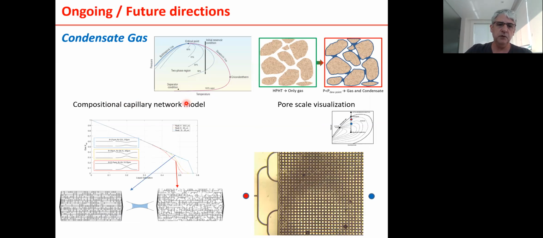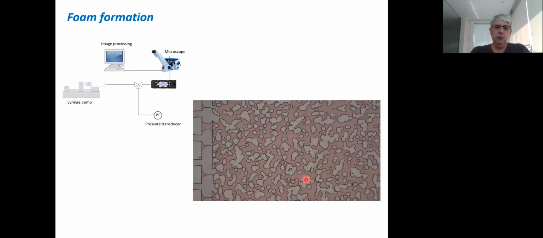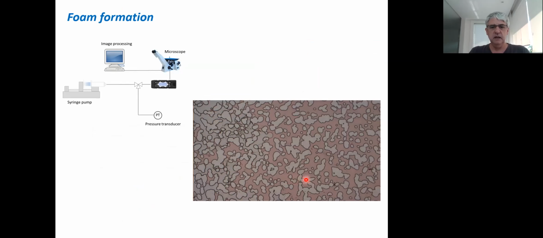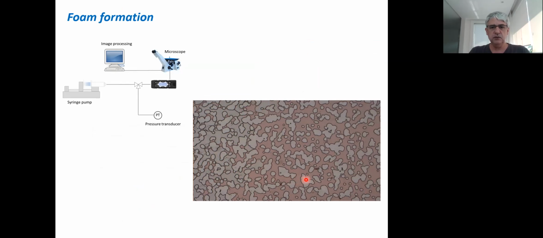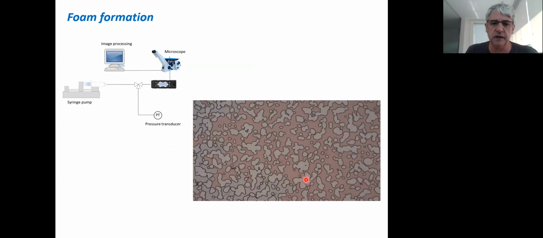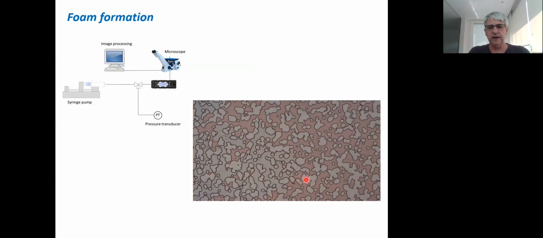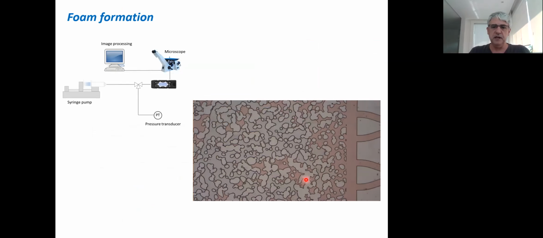So we are using a capillary network model to see the condensation of the gas as you go through the dew point and block the pore throats, trying to understand that with the capillary network model, and also pore-scale visualization of this process, and also with foam formation. So we have a surfactant solution saturating the porous media. We inject a gas phase, and we study the lamella formation and emulsion and foam formation.